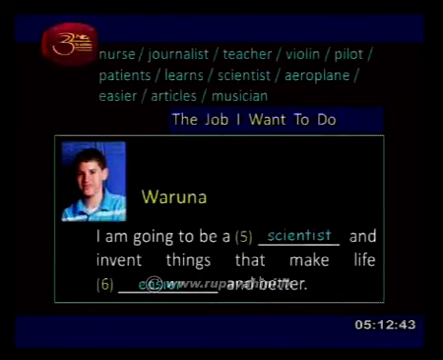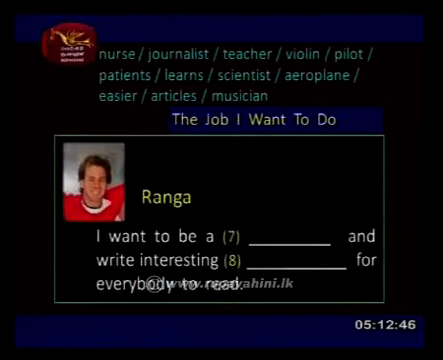Let us move on to the next one. I want to be a blank and write interesting blank for everybody to read. Right. What are the clues that you can take here? For everybody to read. Yes. And write. Who is writing normally? Journalists. And what are they writing? Interesting articles. Yes. Can you read the sentence? I want to be a journalist and write interesting articles for everybody to read. Right. The next one.